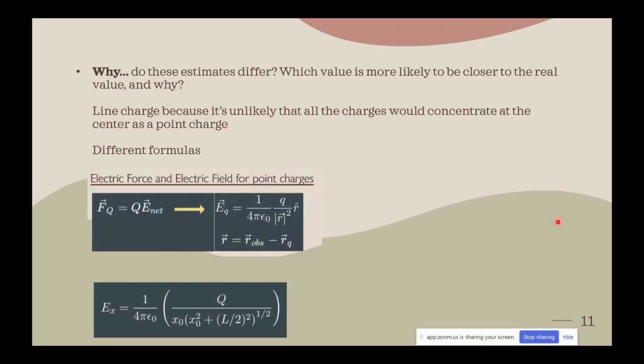Well, these estimates differ because, again, we're using two different models to represent the charge distribution along the line of tape. And I said the line charge is more likely because it's unlikely that in real life the charges would all concentrate at the center. Instead, it's more likely that they're evenly distributed along the line as more of a rod shape.